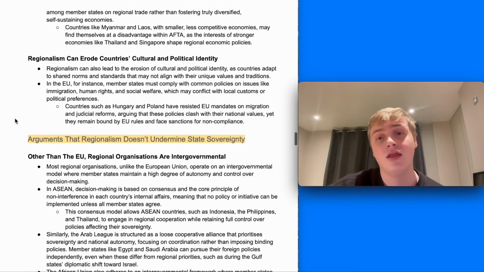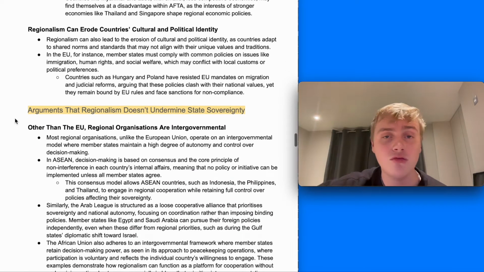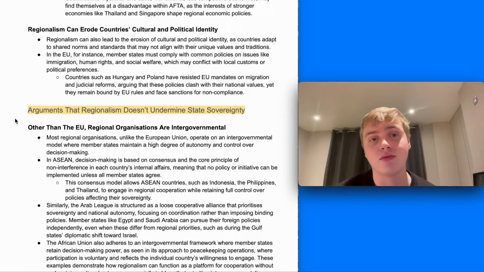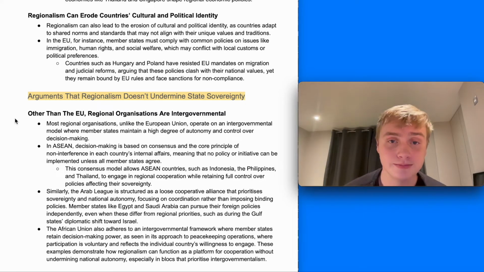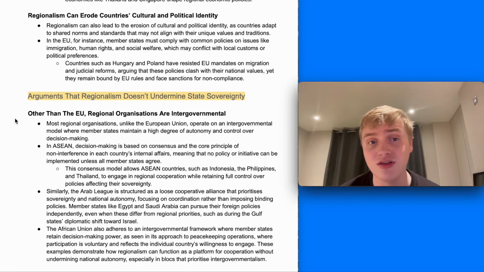Final key argument that regional organisations do erode state sovereignty is that they can erode countries' cultural and political identity, as countries adapt to shared norms and standards that may not align with their unique values and traditions.